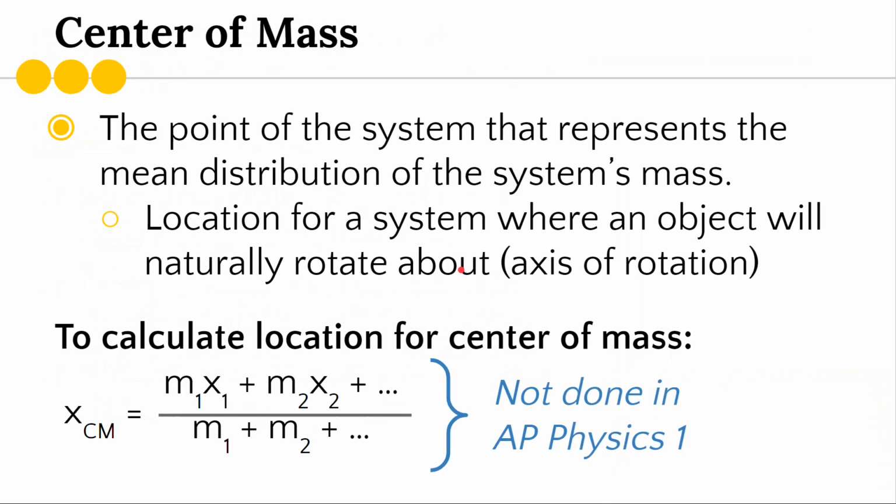All right, so center of mass. We'll start with a discussion of what center of mass is, and it is the point of the system that represents the mean distribution of the system's mass. Okay, so the center of mass is the location for a system where an object will naturally rotate about that point. So it's the object's natural axis of rotation.